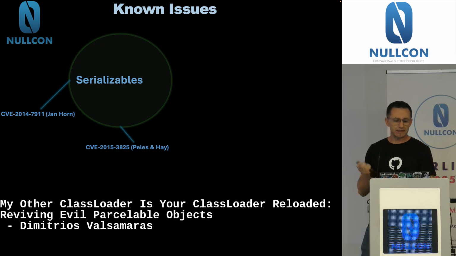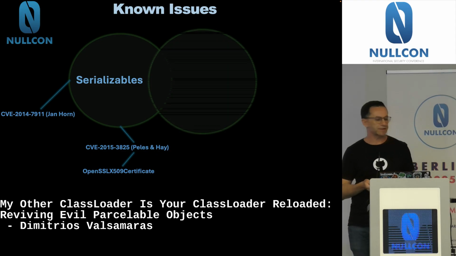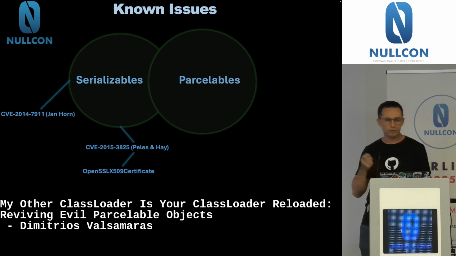A year after, Peles and Hay, in their paper "One Class to Rule Them All", did something similar. In this case, they exploited a non-transient field of this class, and once again managed to get arbitrary code execution with system privileges. Now let's move to parcelables, which are also not immune to this kind of attack.